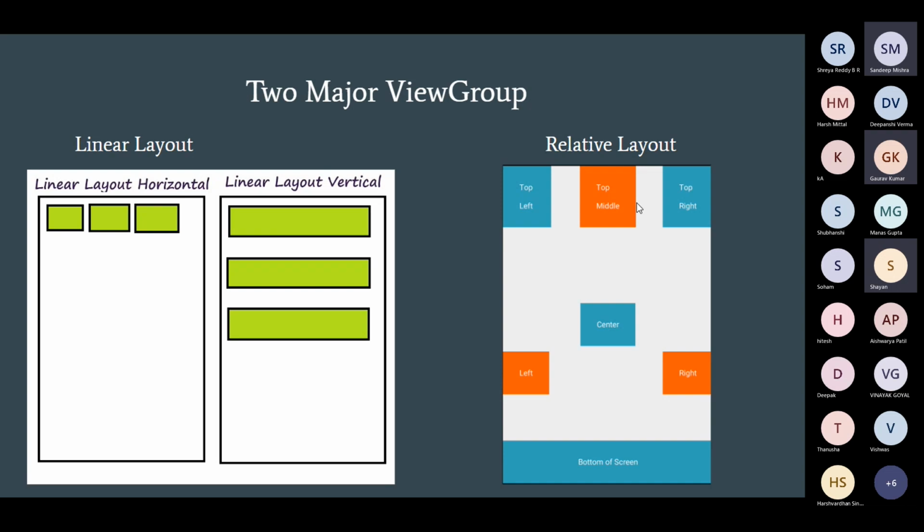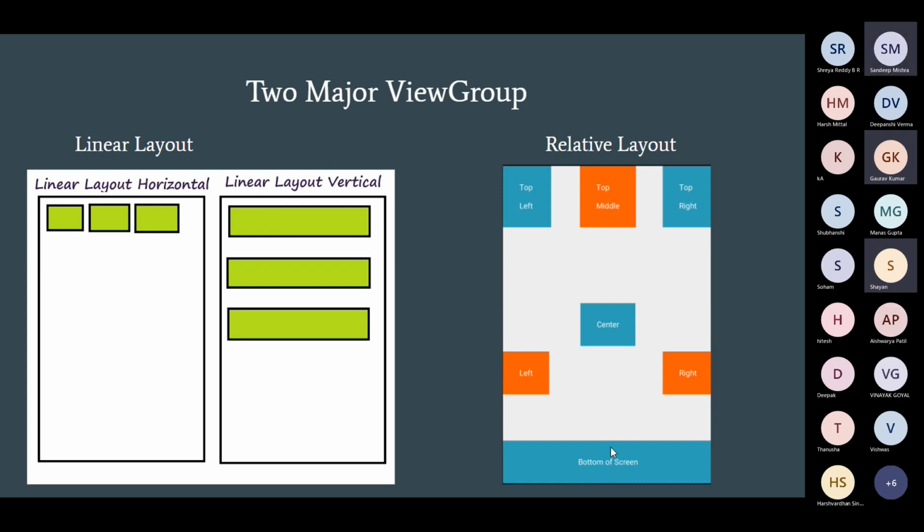So if I want to create my views in some relative fashion, like I want my center text view in the center of the screen, then I will place it here. I want my blue text view, which takes complete match parent width and wrap content height, at the bottom of the screen, then I will put it at the bottom. So these things can be done using the relative layout and not by the linear layout. So both of them have their pros and cons.